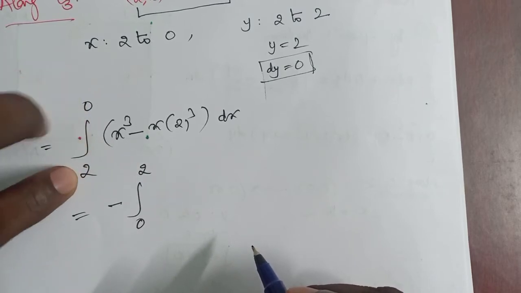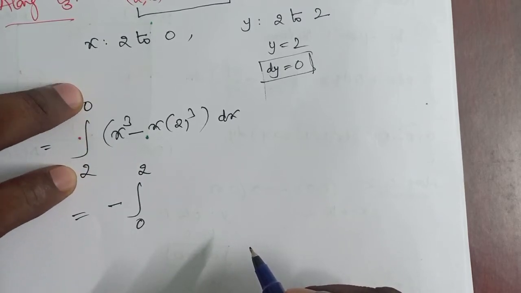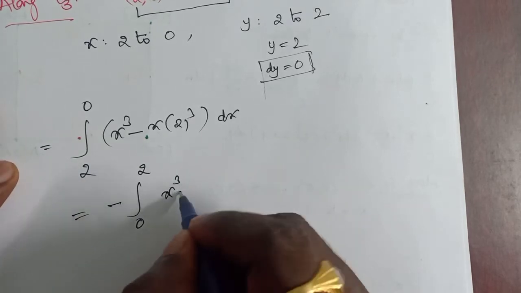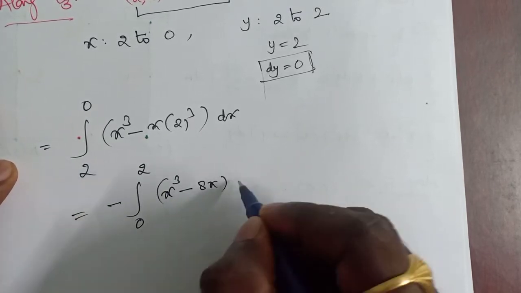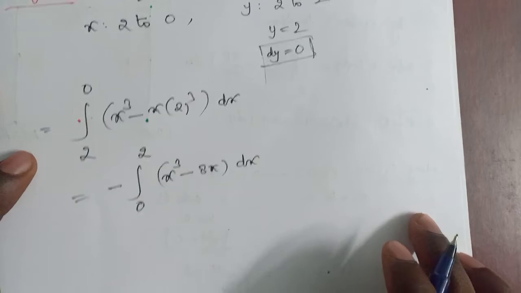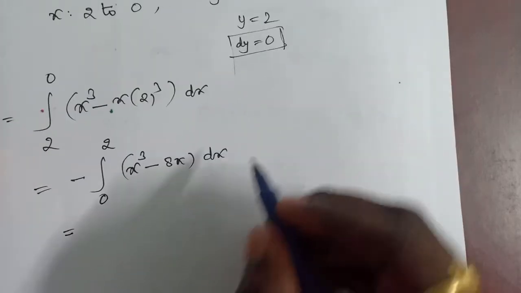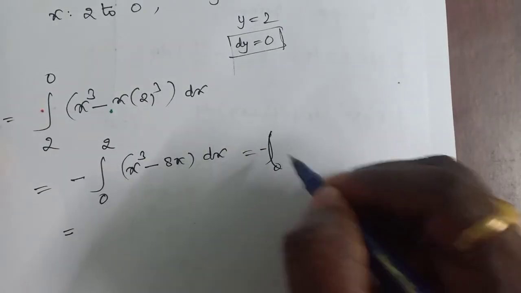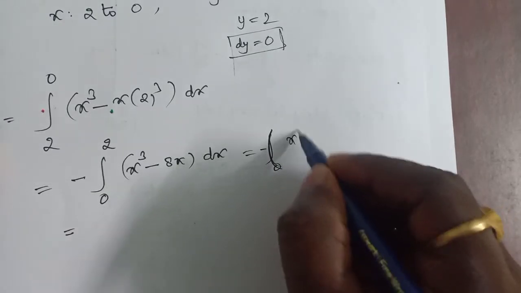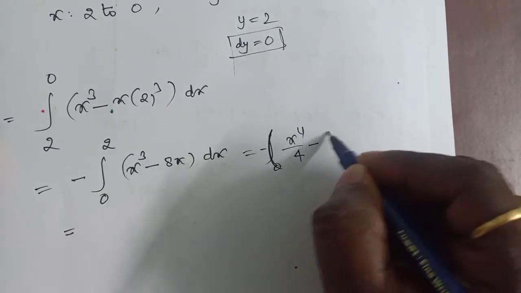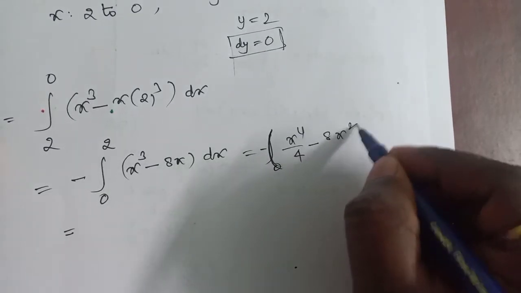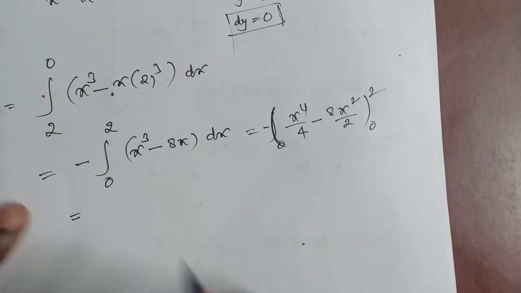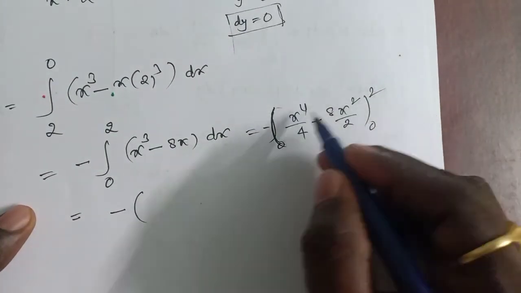So the lower boundary is 2 and the upper boundary is 0, so we need to interchange the boundaries. So clearly it is the integral of x cube minus 8x into dx. Now coming to the integration, for x cube it is x power 4 by 4, minus 8 times, for x we have x square by 2, and the boundaries are from 0 to 2. Now minus of, substitute the boundaries.